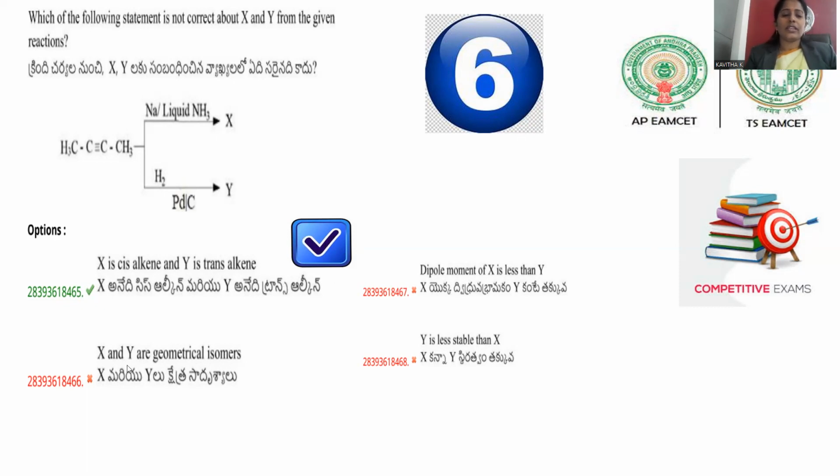And the next is about X and Y being geometrical isomers. Cis-trans are also designated as geometrical isomerism. If two similar groups are on the same side, it is called cis. If two similar groups are on opposite sides, it is called trans. Both are part of geometrical isomerism, right?